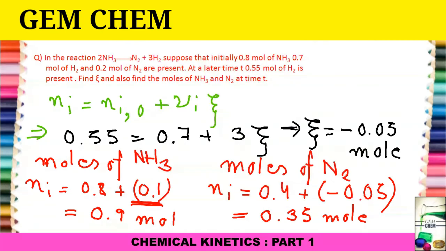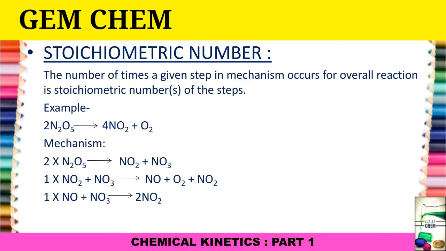So this is how we do the reaction, and we can find out the extent of reaction, number of moles of different reactant and product. Now we will see what is stoichiometric number. This is another important part of the basics of chemical kinetics.